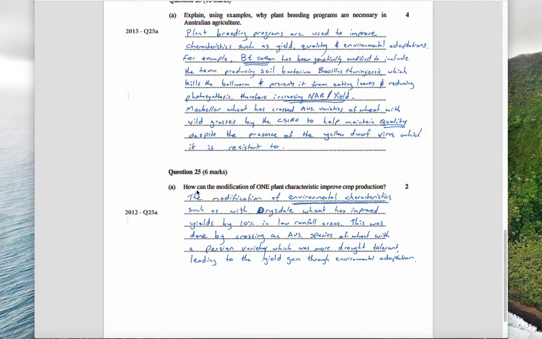In this case, it says, how can the modification of one plant characteristic improve crop production? It's a similar question to this one, except it just says one. So clearly you should not write about two because you won't be doing enough detail. So the answer is the modification of environmental characteristics, such as with Drysdale wheat, has improved yields by 10% in low rainfall areas. This was done by crossing an Australian species of wheat with a Persian variety, which was more drought tolerant, leading to yield gain through environmental adaptation. So that is one way of answering that question.